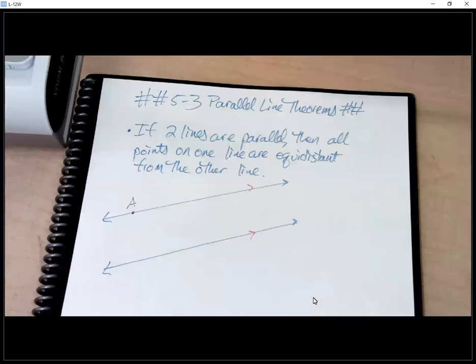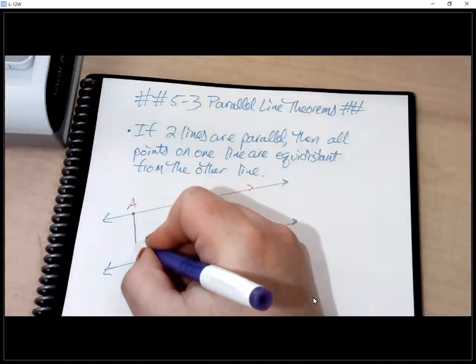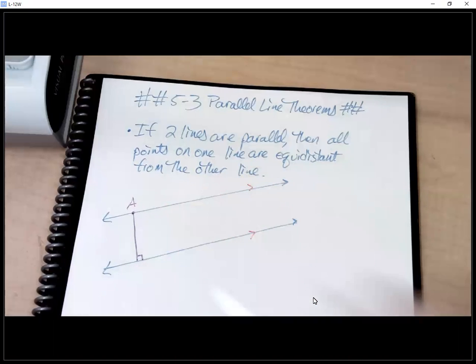Sam? Yeah, how do you measure the distance from a point to a line? You have to blank a blank. Drop a perpendicular. So from that point to the line, I would have to drop a segment that is perpendicular to that. That's how we measure the distance between a point and a line.